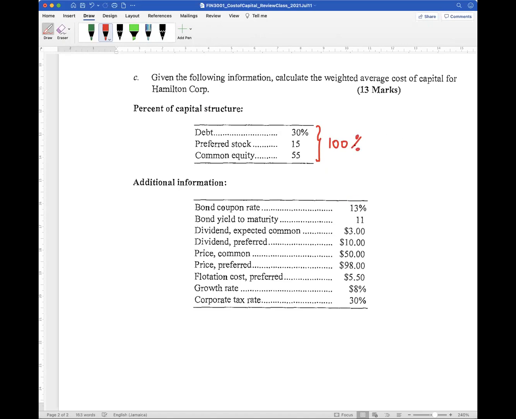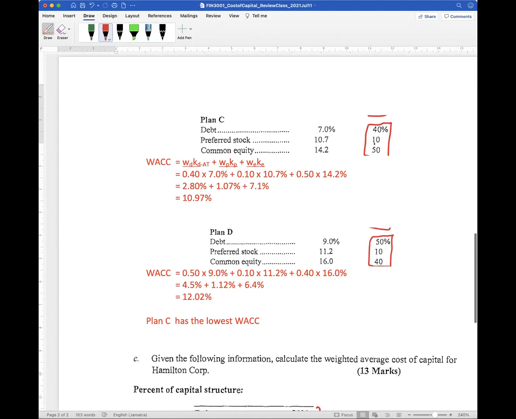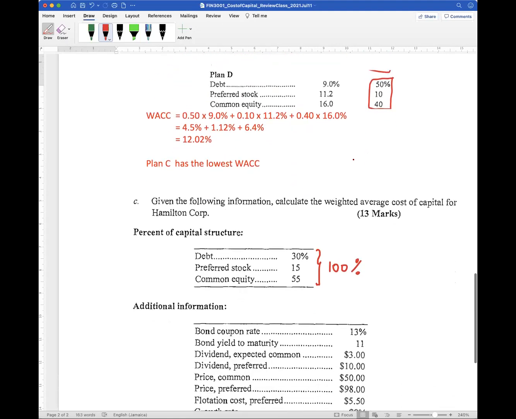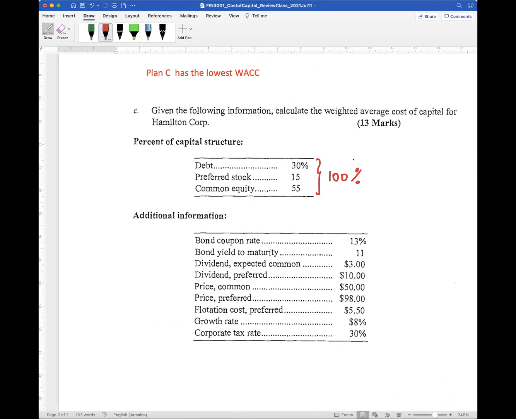All right, you have a hand. Can you go ahead? Sir, back to the question that you did before. Say we're using plan D and they didn't give you the 9.0 and 11.2, how do you find them? It's either you get the rates or you get the information to calculate the rates. In the question below, the one we're going to do now, you get the information to calculate the rates.